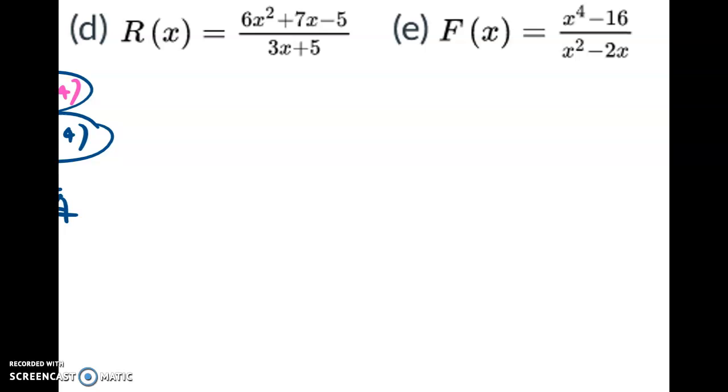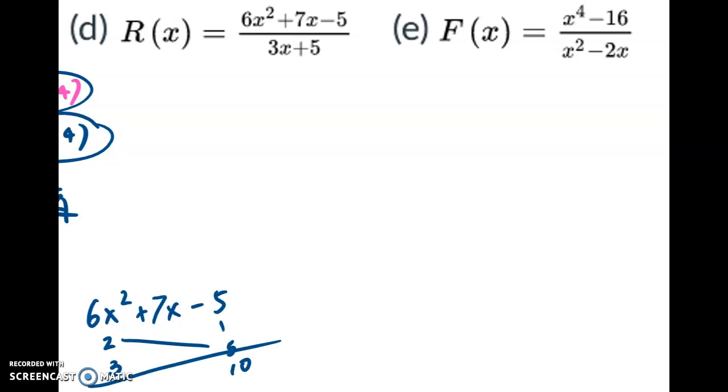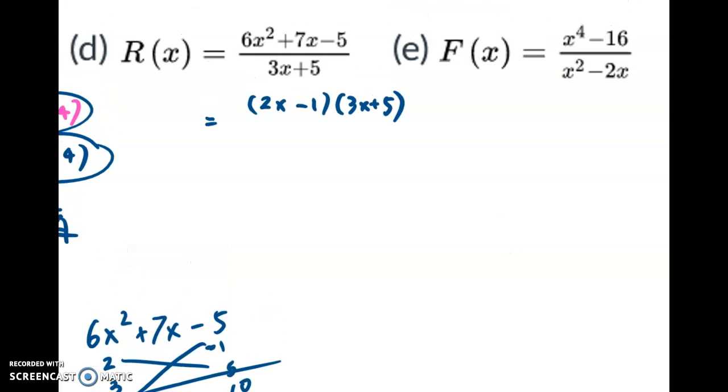Now let's look at D. First, let's factor the top. 6x squared plus 7x minus 5. It looks like we can factor the top. 6, let's do 2 times 3, and 5, let's do 1 times 5 this way. So this is a 10, that's a 3. I need a positive 7 in the middle. That means it's negative 3 here. Trace it back, it's over here. So I will factor the top as 2x minus 1 times 3x plus 5.